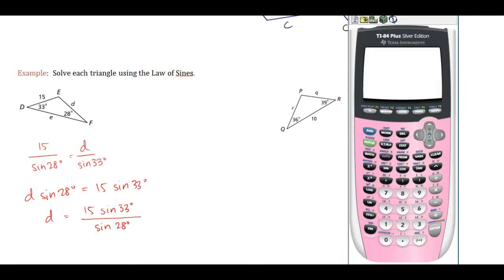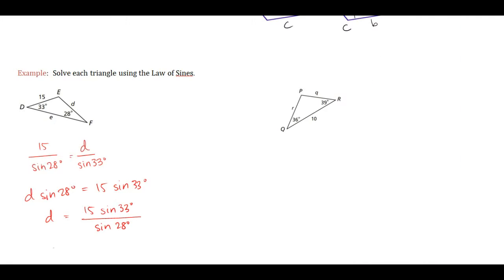And I grab my calculator, which happens to be ready. Make sure my calculator's in degrees, because you can see all my angles are in degrees. And so then I'm going to hit 15 sine 33, divided by sine of 28. And lo and behold, little d is about 17.4. So little d is about 17.4 units, whatever they are. So this guy is 17.4.